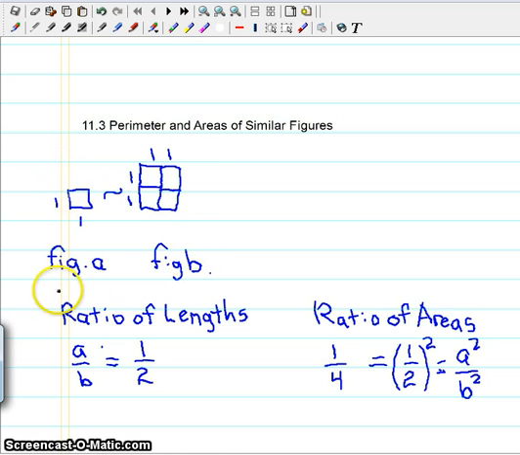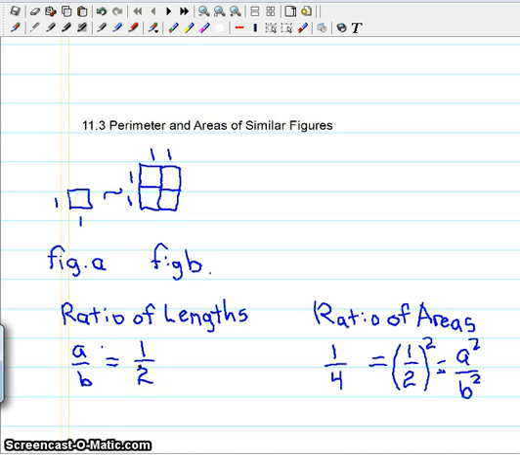So, figure A is a 1 by 1 square. Side lengths are both 1, therefore it has an area of 1. Figure B is a square that has twice the side length, so it's made up of 4 of the smaller squares. So both sides have a side length of 2. So what we have going on though, if I look at the ratio of lengths, so if I take a side length from figure A and compare that to a side length from figure B, you get a ratio of 1 to 2.